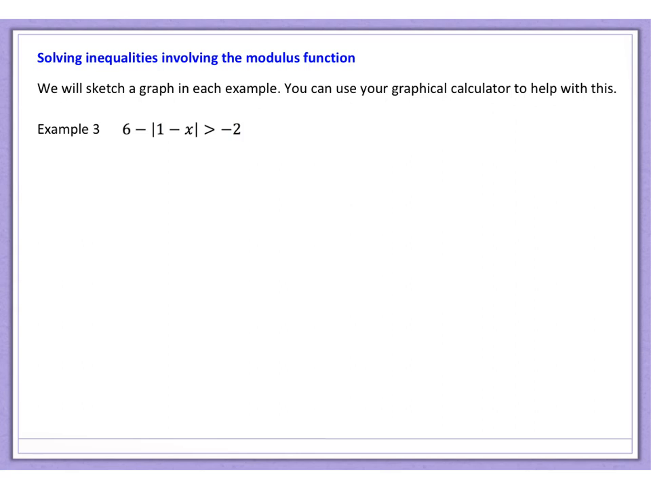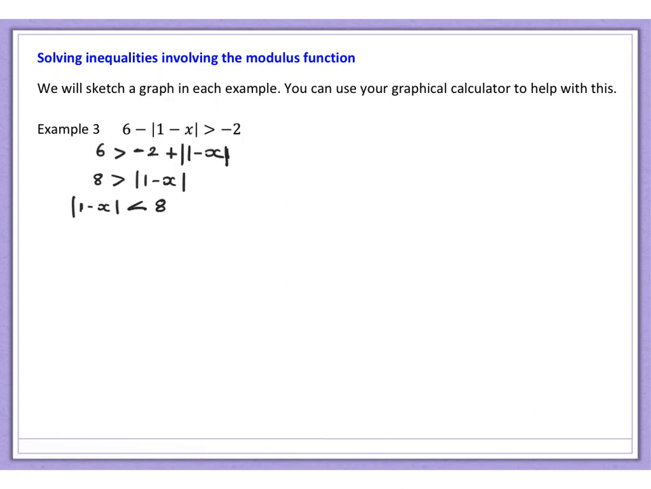Example 3, which is a slightly harder question, as you will notice. 6 take away the modulus of 1 minus x is greater than negative 2. Well, we're going to instantly start off by rearranging this because it does not look pleasant in this format. So I can say that 6 is greater than negative 2 plus the modulus of 1 minus x. Then let's add the 2 across, so 8 is greater than the modulus of 1 minus x, or a little bit easier to write it out as the modulus of 1 minus x is less than 8. And there we have it.